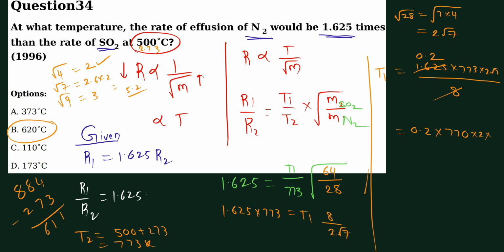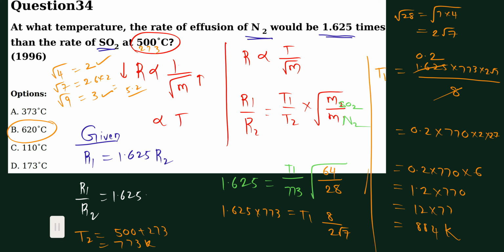Already you know that root 4 value is 2 and root 9 value is 3. Then root 7 value lies between 2 and 3, and it is nearer to 3, right? 2.7. I can write 0.2, make it a round figure like this, 770, and 2 into 2.7 is 5.4. Make it a round figure as 6. 6 into 0.2 is 1.2 into 770. This we can write as 12 into 77. 12 times 77 is 924... so we get about 884 Kelvin.